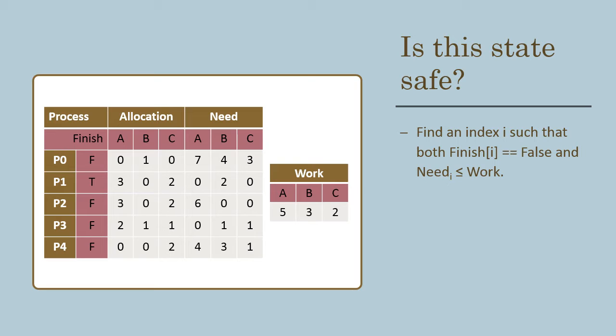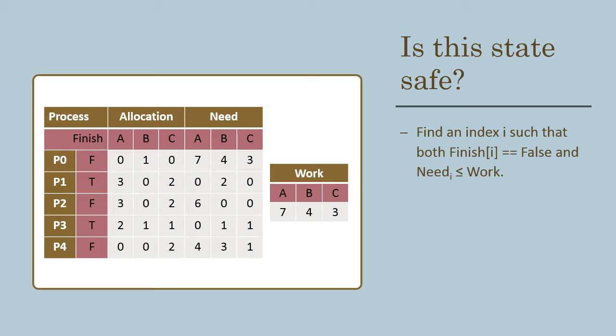Again, find an index I such that both finish I is false and need I is less than or equal to work. Continuing scanning from P1, P2 does not fulfill our requirements, but P3 does. Need 3 is less than or equal to work. So work is work plus allocation 3. Work is 532. Allocation 3 is 211. So the new work is 743. And finish 3 is true.